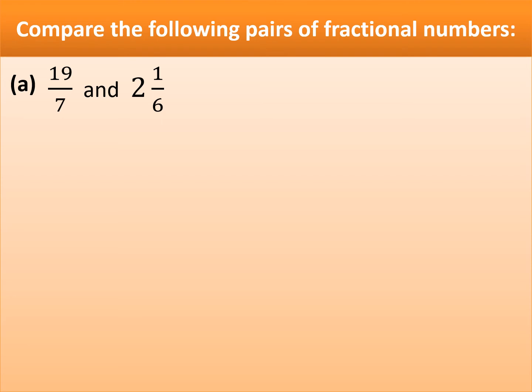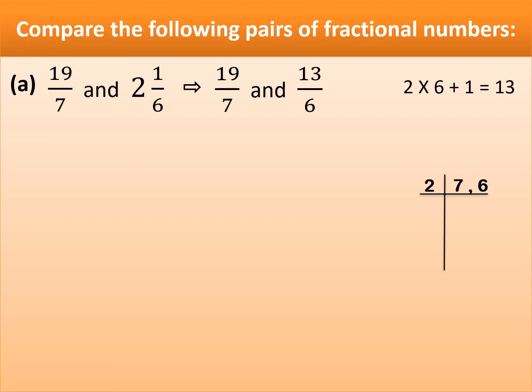See, in this question, 2 1 upon 6 is a mixed number. So first we convert 2 1 upon 6 into improper fraction. How? Let's see. 2 multiplied by 6 is equal to 12, and 12 plus 1 is equal to 13. So the fraction is 13 upon 6. How can we compare fractions 19 upon 7 and 13 upon 6 when the denominators are different? To make the denominators same, we will convert them into like fraction.